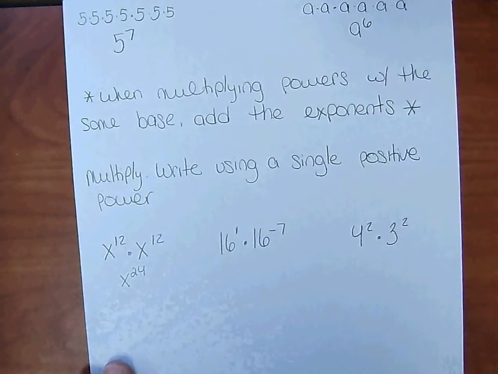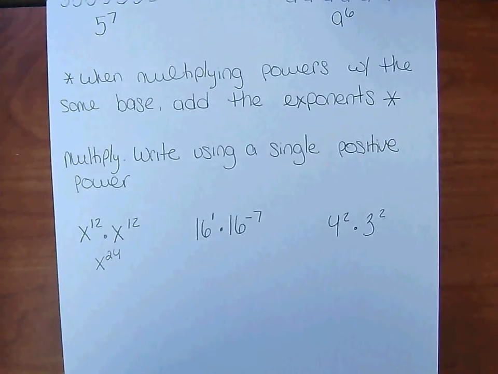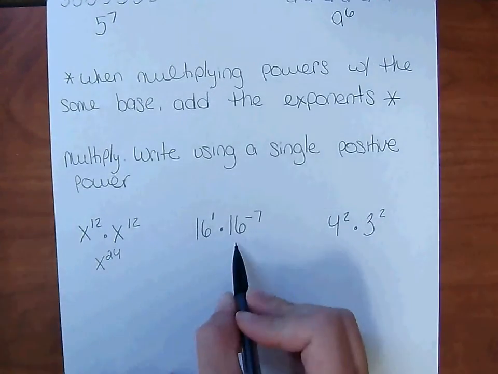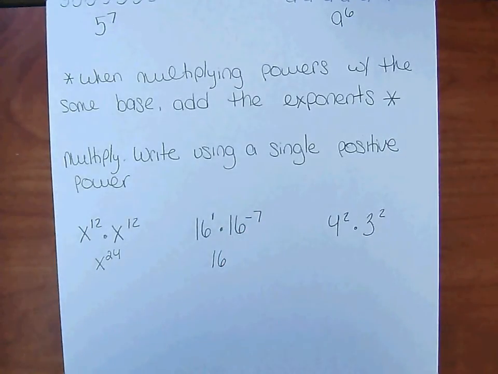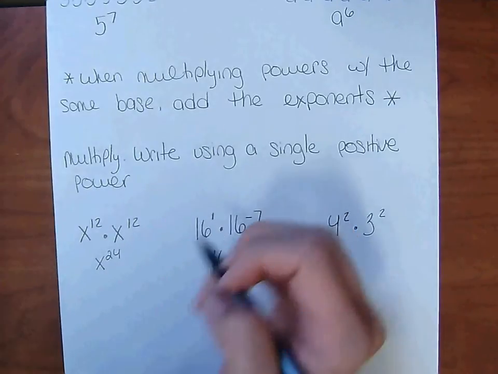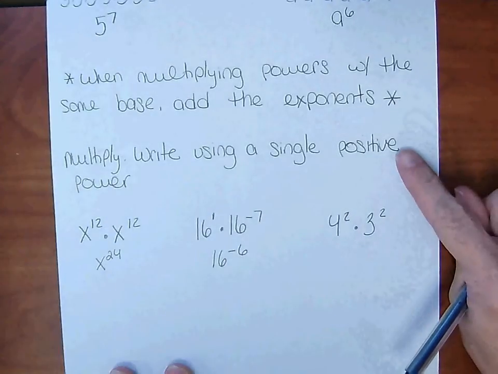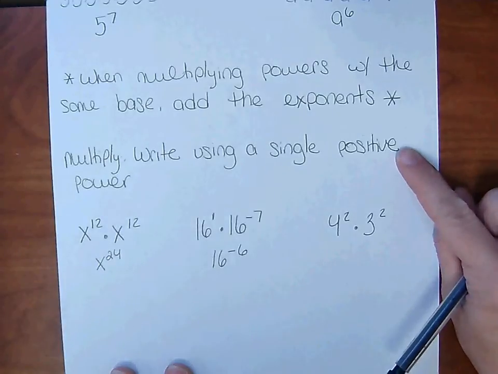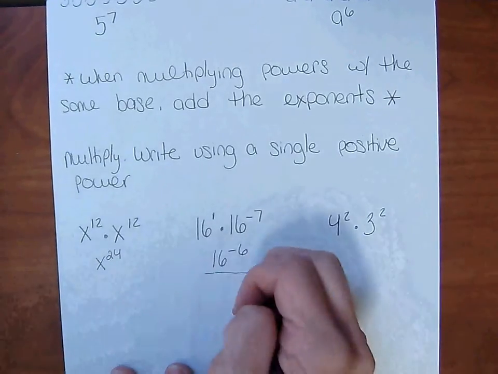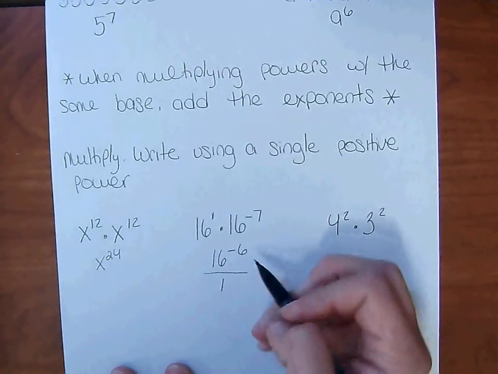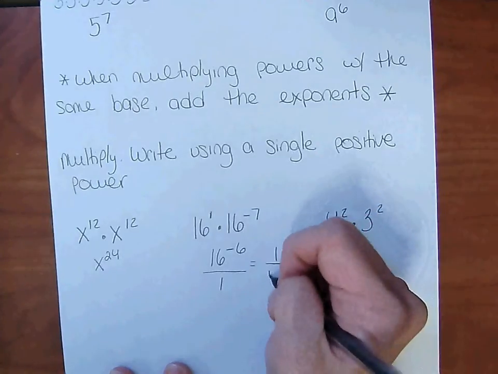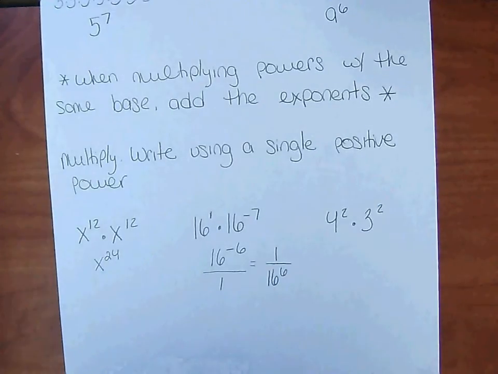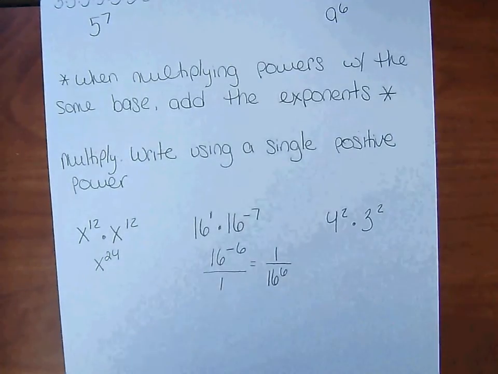16 to the first times 16 to the negative 7th. 16 is the base, add the exponents. So 1 plus negative 7 is negative 6. But remember, the directions say to write using a single positive power. So make the number a fraction, and the exponent is negative in the numerator, so you move it to the denominator to become positive, 1 over 16 to the 6th. And since it says write using a single positive power, you do not need to multiply 16 6 times to find this answer.